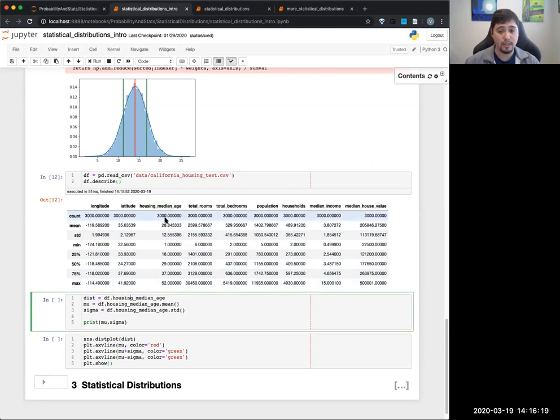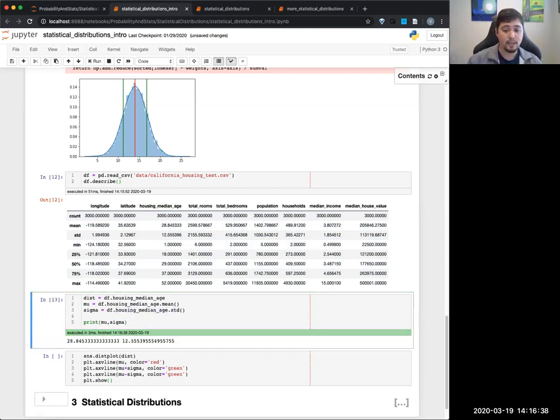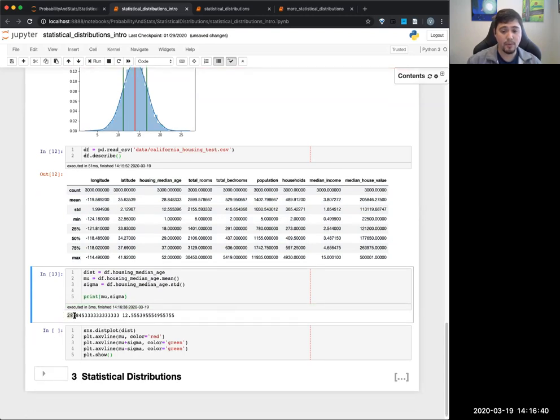I'm going to look at all these different values in housing median age. And for mu, let me just take the average of that actual value. So I take a whole list of numbers and take the actual average, and say that's mu. Sigma is going to be the standard deviation of that housing median age. I go and run this, and you can see the average is 28.84 and then 12.5. So that's 28.8 years, about 30 years old, and then a spread of about 12.